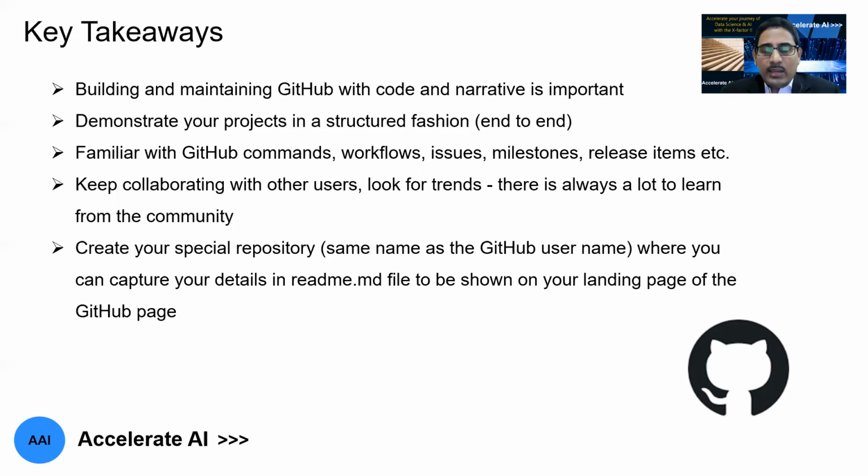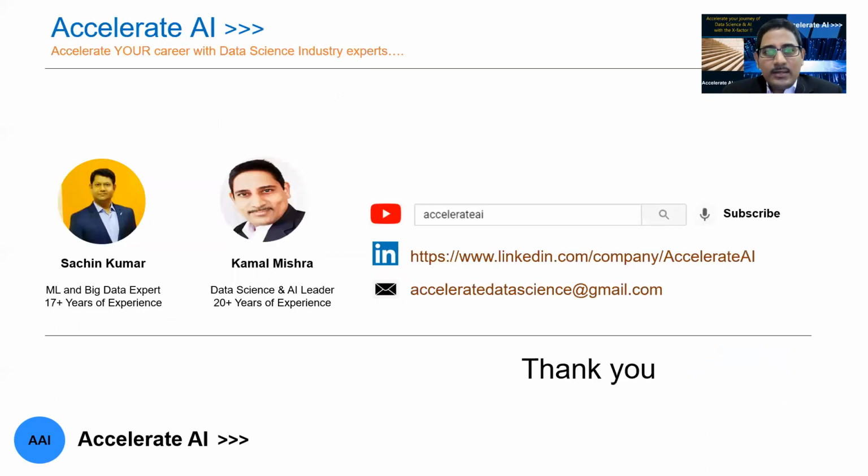And then you can create a special repository with the same name as your GitHub username. Let's say your GitHub username is ABC, and you're creating a repository of ABC, then that's a special repository. And whatever you write in the readme.md file there, that will show up on your landing page. So that's a good way to plan and put that on your landing page as a canvas. That's about it. Those are the key points that I've summarized, that we have covered.